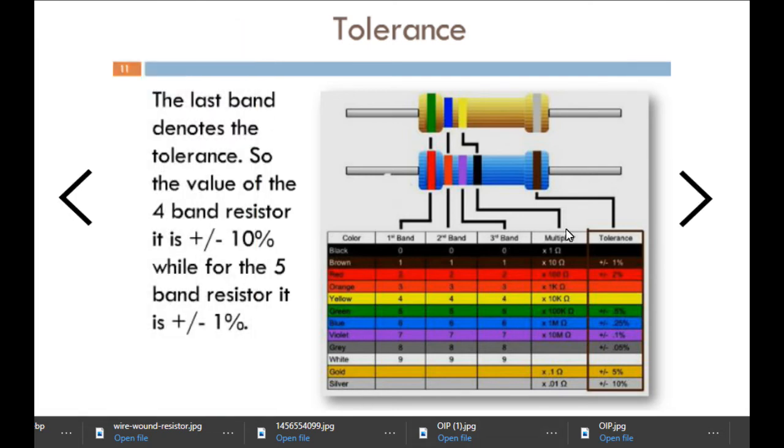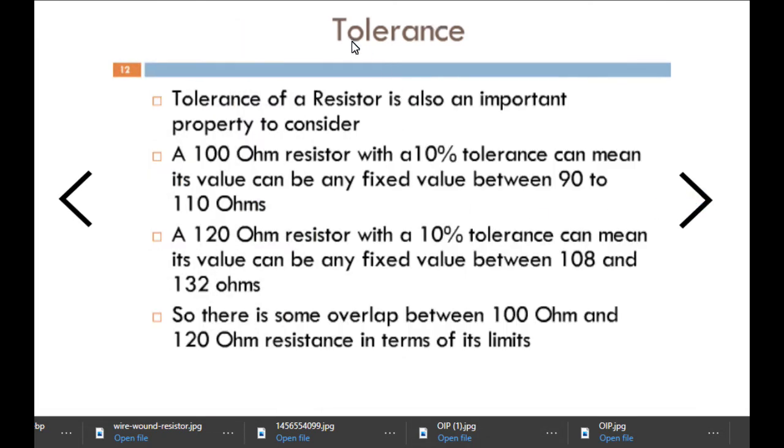Okay, now this is the tolerance. What is tolerance? As I earlier told you, tolerance means how the resistance holds its proper resistive property to some extent. Tolerance of a resistor is also an important property to consider. As an example, a 100 ohm resistor with a 10% tolerance can mean its value will be any value between 90 to 110. Why? Because this tolerance will be in plus and minus terms.